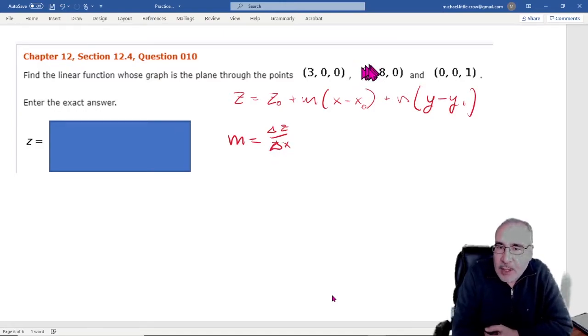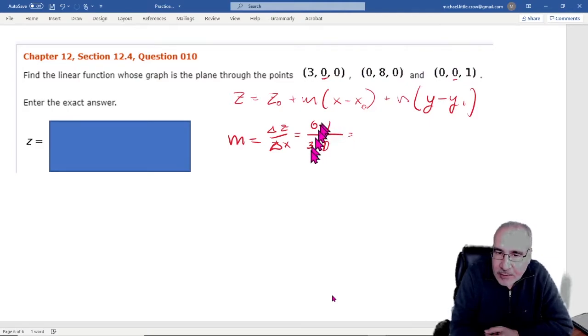What we need is two points where the y coordinates are the same. We're going to use this one and this one, because notice the y coordinates are the same. So what's happening to the x is we're getting 3 minus 0. What's happening to the z? We get 0 minus 1. So that gives us a slope of negative 1/3.